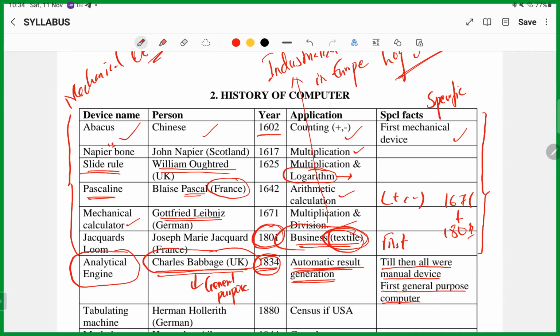ಓಕೆ, ಜನರಲ್ ಪರ್ಪಸ್ ಗೆ ಯೂಸ್ ಮಾಡುವಂತ ಟೂ ಥಿಂಗ್ಸ್ ಯು ನೀಡ್ ಟು ನೋಟ್ ಅಬೌಟ್ ಅನಾಲಿಟಿಕಲ್ ಇಂಜಿನ್. ದ ಫಸ್ಟ್ ಥಿಂಗ್ ಇಸ್, till then there were only manual devices. First time an automatic device was introduced. Manual device, automatic device ಗೆ difference ಗೊತ್ತಾಗುತ್ತಲ್ವಾ? Manually you need to derive the result. Here automatically it will give you a result, output. ಅರ್ಥ ಆಯ್ತಾ? ಅಂಡ್ ಇಟ್ ಇಸ್ ಅ ಫಸ್ಟ್ ಜನರಲ್ ಪರ್ಪಸ್ ಕಂಪ್ಯೂಟರ್.